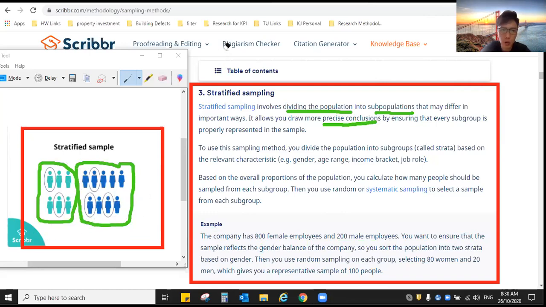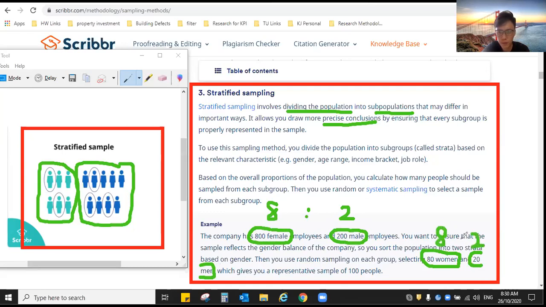You see, so how do you sort them? You use random sampling on each group, selecting 80 women and 20 men. Because your company has 800 ladies and 200 men, this is the ratio, 8 to 2. So you get 100%, right? Based on your stratified sample, you also take 8 to 2. So this is called stratified.